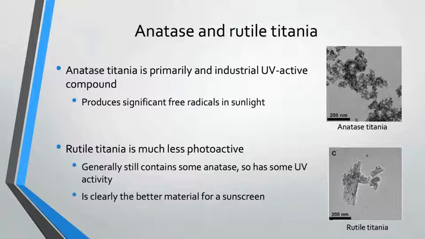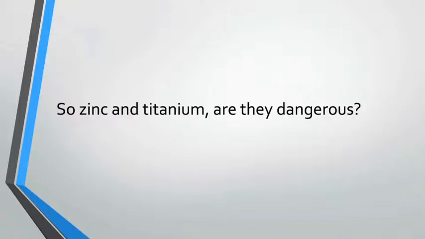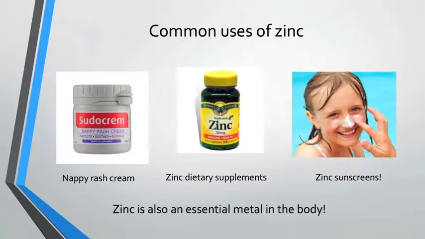So, zinc and titanium. Dangerous metals? Well, without a bit of background, sometimes it's hard to tell whether a metal is going to be dangerous or not. Zinc should be a little obvious, but let's go through it. Okay, so zinc. What have we been doing with zinc over the years? Well, we're quite happy to put it on babies. There's nappy rash cream. Now, this is not nanoparticle zinc. This is what we call bulk zinc.